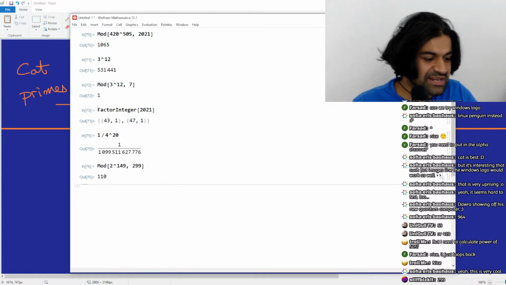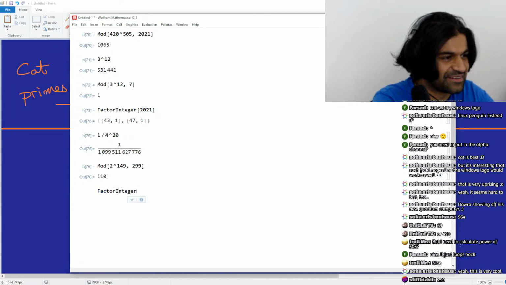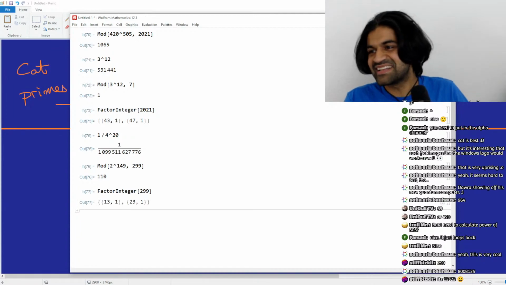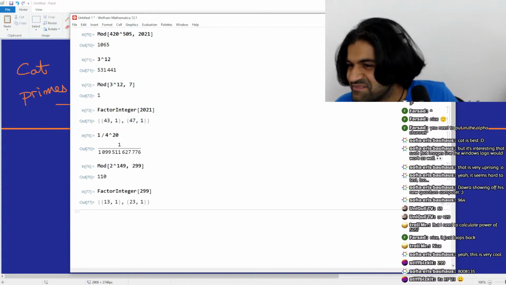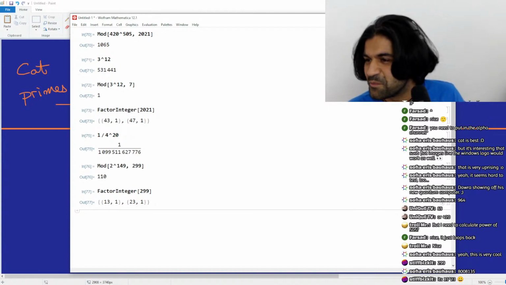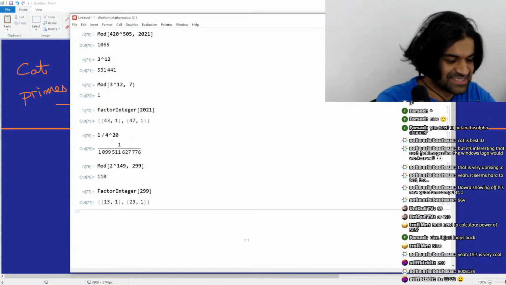So actually, yeah, what is its factorization? I don't know. Yeah, that's a rough factorization. So I mean, come on, that's neat, right? So, 8008135. Let's try it.